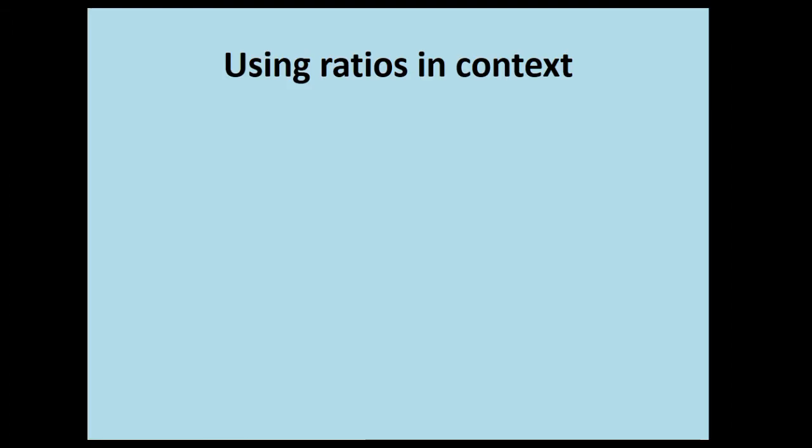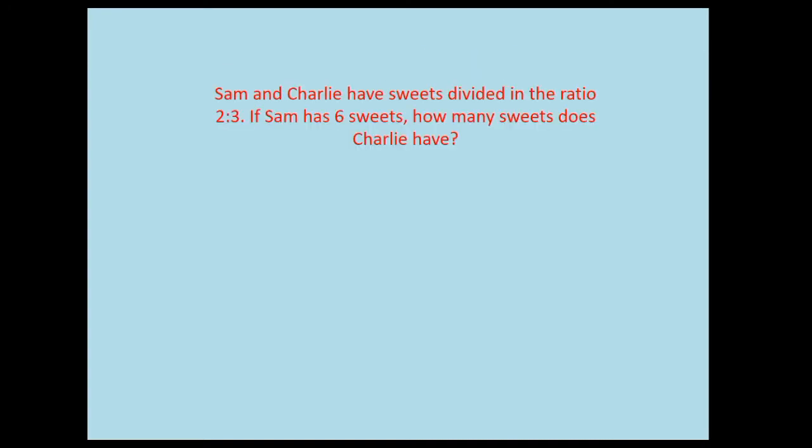The final topic I'm going to go over is using ratios in context. This will be the first example. Please copy it down. Sam and Charlie have sweets divided in the ratio 2 to 3. If Sam has 6 sweets, how many sweets does Charlie have? I will show you 2 methods. You do not need to copy them down yet. Method 1 is pictorial, method 2 is more algebraic.